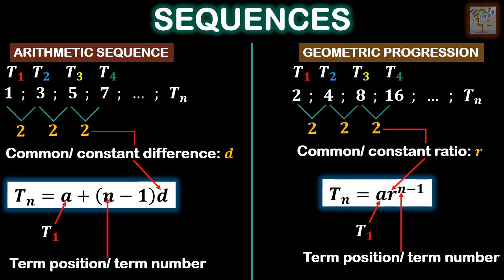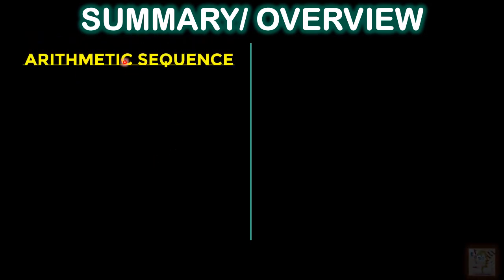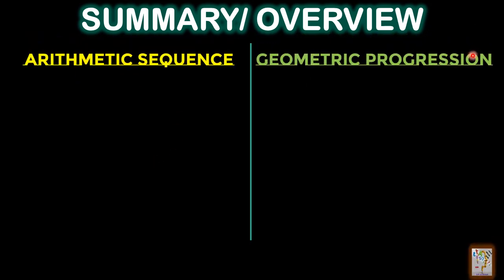Now in summary, you can easily say, okay, let's compare the 2. This is the overview, I'm just giving you the summary of the comparison between the 2 sequences, the geometric sequence and the arithmetic sequence. Okay, we are still talking about arithmetic sequence and geometric progression.